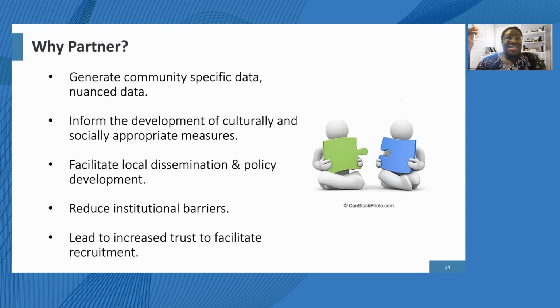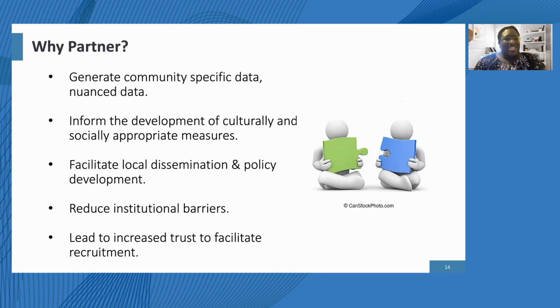Oftentimes we try to do work with populations that are not our own. And by partnering with people who have the expertise, it enables us to make sure that we're collecting the data the right way and asking the right questions. Another thing is that we think about dissemination in terms of posters and academic papers, which I joke all the time that if somebody reads my paper in the next 5 years, that's thrilling.